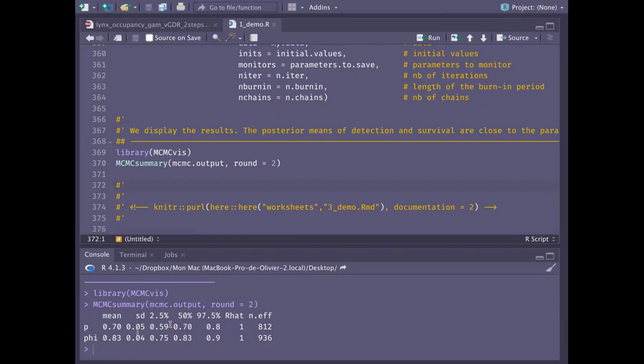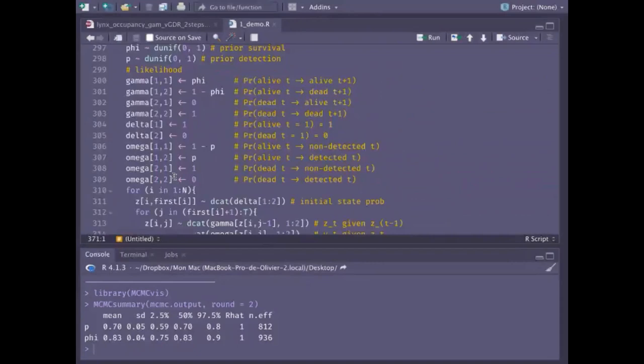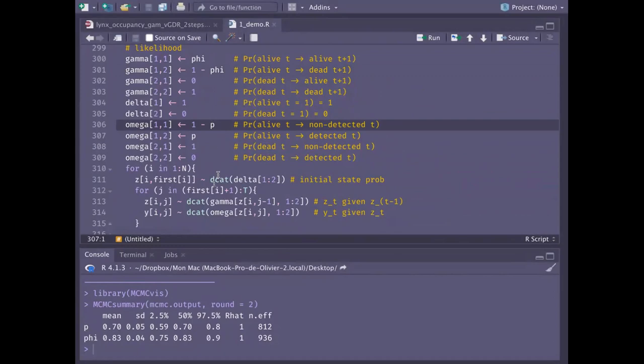And the survival is 0.8, I think. And here we go. This simple HMM is actually the Cormack-Jolly-Seber model with constant parameters. Survival is constant and detection is constant. So that's what we call the Cormack-Jolly-Seber model in the capture-recapture terminology, from the name of the researchers who developed this model, Cormack, Jolly and Seber.